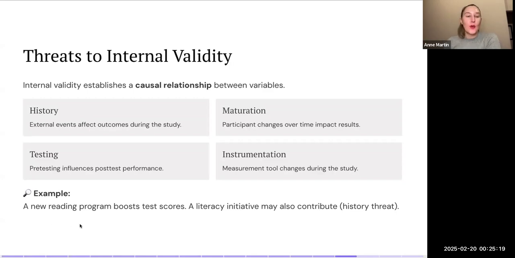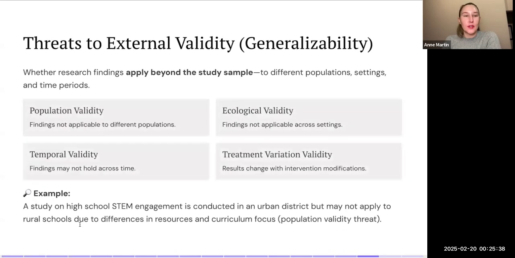So an example, you have a reading program that you're testing its effectiveness to boost reading scores. However, there was also a literacy initiative that happened. So that would be history, something that happened that wasn't planned that affected the results. Then we have threats to external validity.